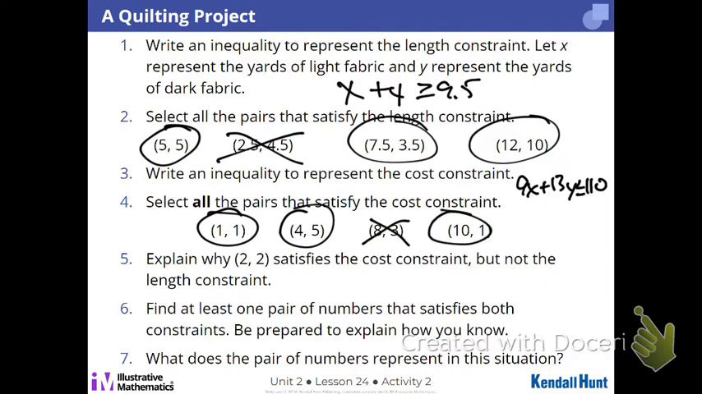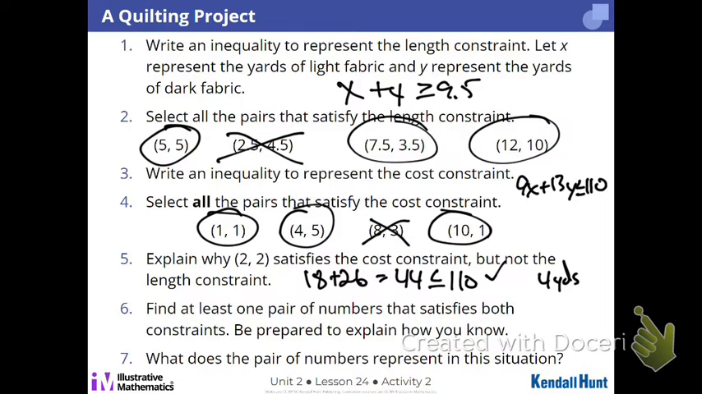So, let's talk about 2, 2. Does it work for cost? Yes, $18 plus $26 is $44, which is less than or equal to 110. Check, it works, right? Awesome, let's buy 2 and 2. But it doesn't. Oh, dang. That's only 4 yards, and I need 9.5. So that only satisfies one.